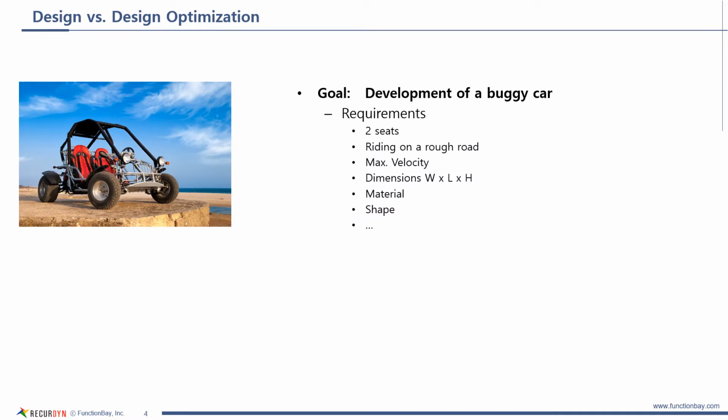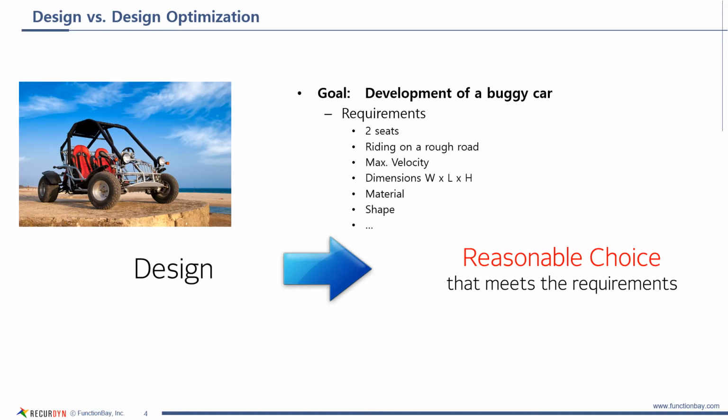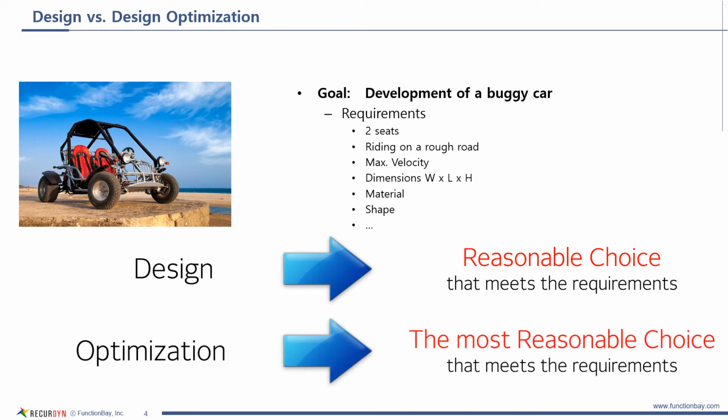For example, let's assume that we need to develop a buggy car. To develop a buggy car, there are several requirements. Therefore, design is the process of making reasonable choices that can meet the requirements of the product. Then, what is optimization? Optimization is the process of making the most reasonable choice that meets the requirements.